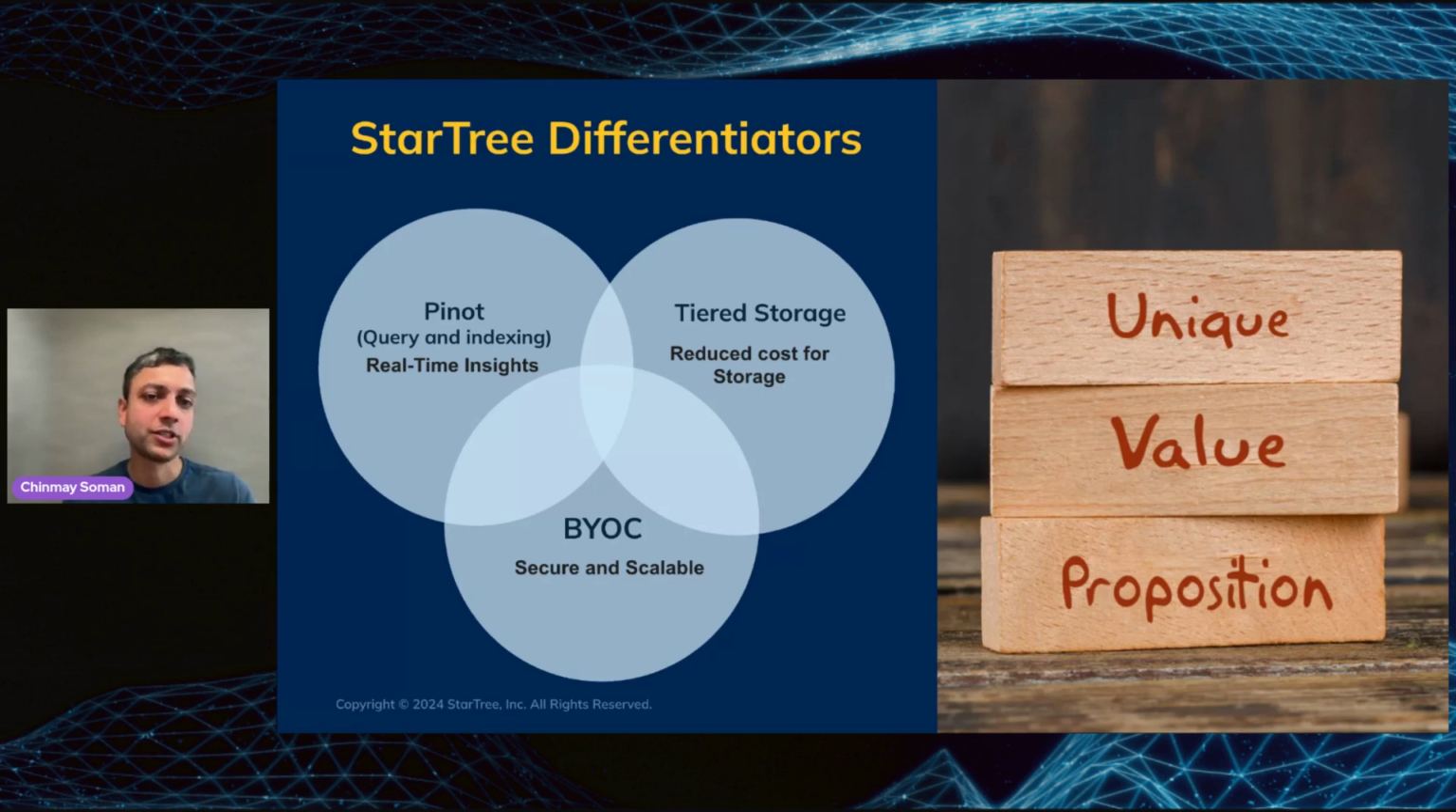Which really lets you drive down the cost of hosting all this data for your observability use case. And then finally, StarTree Cloud offers BYOC, which is bring your own cloud deployment, where the entire stack can be deployed in your cloud account. So it's not only secure and scalable, but this also reduces the network egress cost. So the focus is to really optimize this one layer, give you the best-in-class performance, and also lower the overall cost of serving.